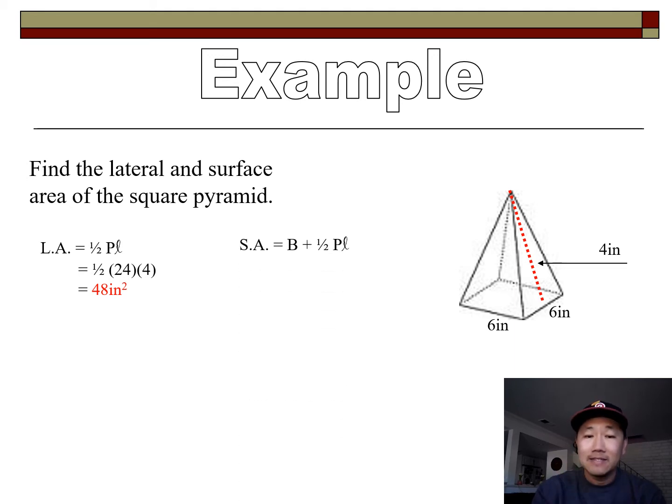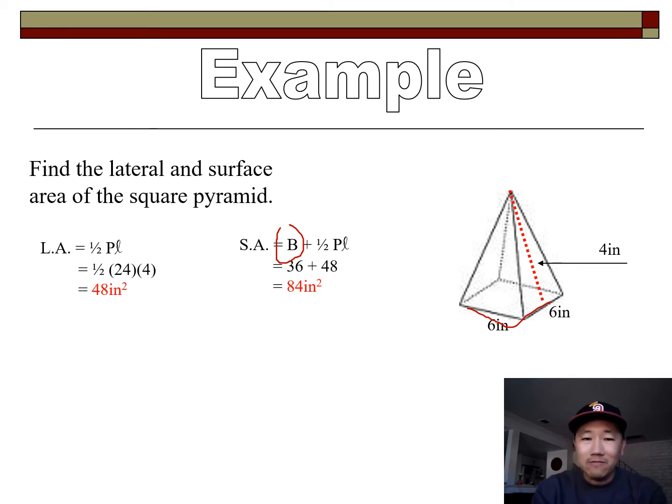Surface area, same thing, but it's just with the area of the base. So the area is just base times height. 6 times 6 is 36. Add them up, 84 inches squared. All right, so that was a pretty easy, straightforward example.